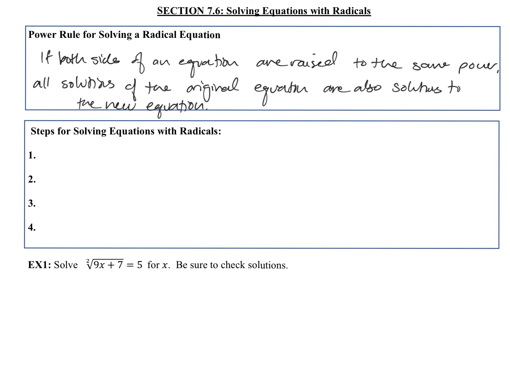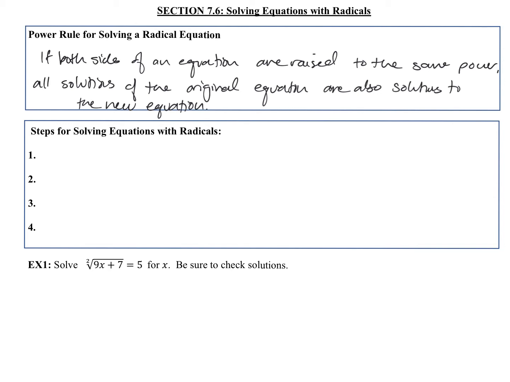Okay, so we're working with equations that have radicals in them, which is not something we've been working with before. Before, we've either been working with linear equations, so just x to the first power, or quadratics with x to the second power. Now we're taking a look at solving equations that have a radical in them. So square root of x, or once again, remember, x to the half power.